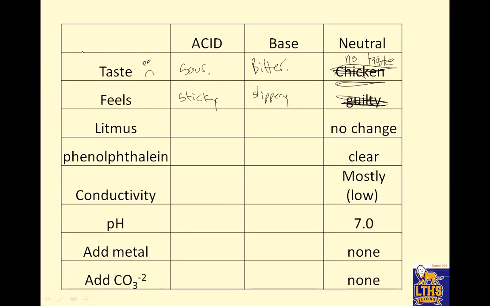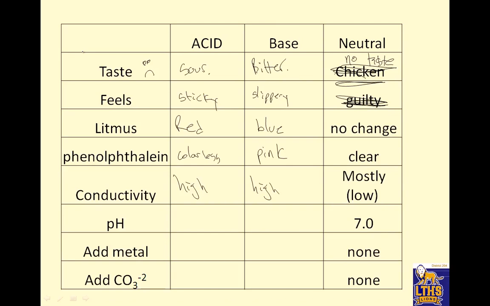Litmus: an acid is red in litmus, and it is blue in base. Phenolphthalein is pink in base, and it is colorless in acid. And neutral is clear or colorless. Conductivity: both of these have high conductivity. Conductivity means will conduct electricity, so both of them will conduct electricity very well.